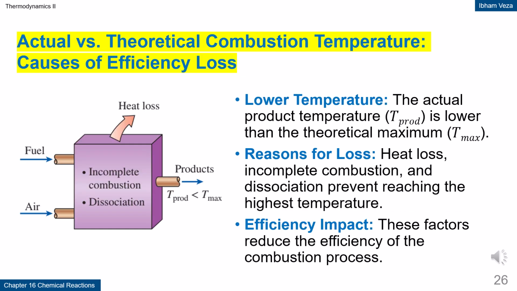Actual versus theoretical combustion temperature. In real systems, the product temperature is always lower than the theoretical adiabatic temperature. This is caused by heat losses, incomplete combustion, and dissociation. These factors reduce the energy available to increase the product temperature. As a result, the thermal efficiency of the system also decreases. This comparison is important for understanding the limitations of real systems.